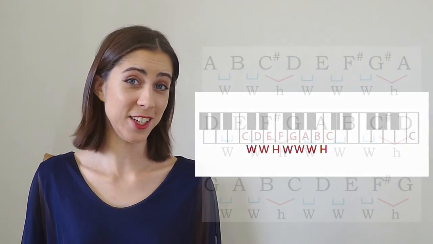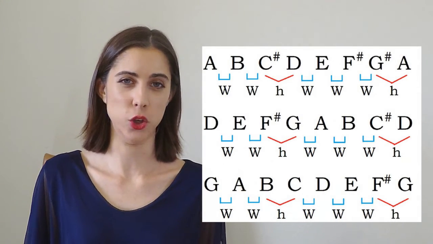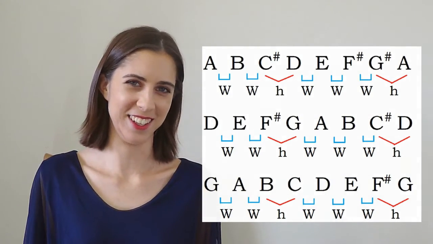So when you put all those together, all the whole steps and half steps in order, then you get a special pattern and you can start on any note and follow that pattern and you will get that note's major scale.